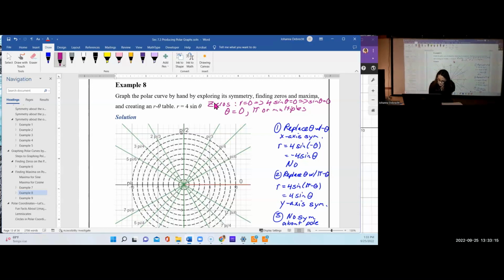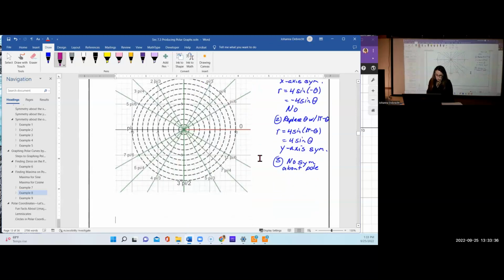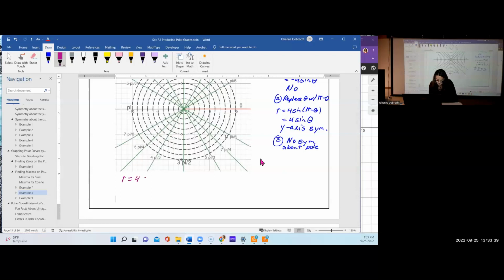So what I have here is the ordered pair 0, 0, and the ordered pair 0, pi. The radius is 0 when the angle is 0. The radius is 0 when the angle is pi. So I have those two as well. And then I want to find maxima. So to find maxima, my equation is r equals 4 sine of theta. And when I'm looking for maxima, I'm looking for the extreme values of r. So this would be when r is going to be either as small as possible or as large as possible.